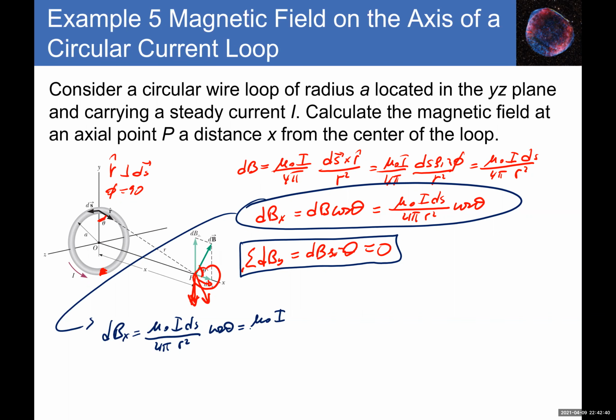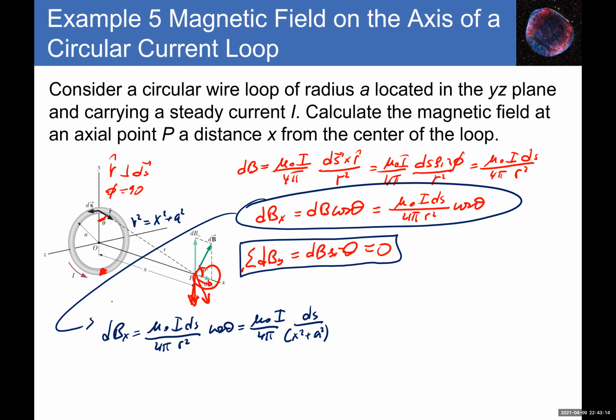Okay, so the way we're going to then rewrite this is mu naught I over 4 pi, then I have ds over r squared, which I'm going to write as x squared plus a squared, because r squared here is x squared plus a squared. And then I'm going to have cosine theta, since cosine theta is going to be in terms of adjacent over hypotenuse. So then I can rewrite that.